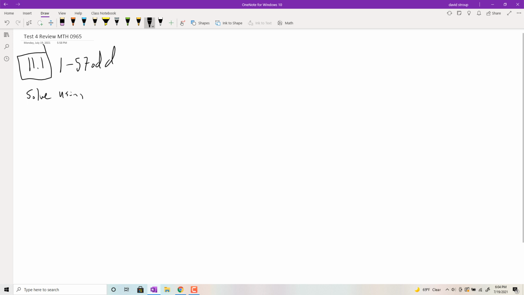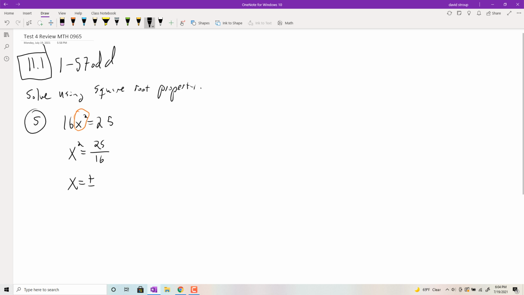So solve using the square root property. Okay, so number 5 here, we have 16x squared equals 25. First you want to isolate the x squared part, get this all by itself. So divide both sides by 16. I get x squared is 25 over 16. Square root on both sides. X is plus or minus square root of 25/16. You could simplify that pretty easily then. Please rationalize denominators, that sort of thing. Sorry, plus or minus 5/4 would be your answer.